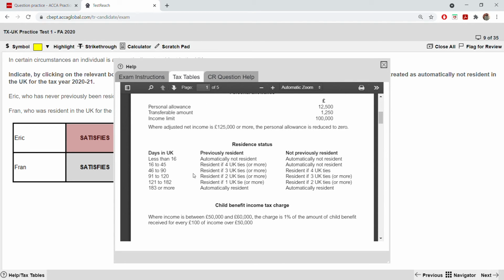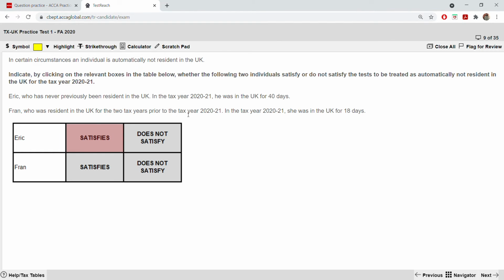Okay. So here, not previously resident. So you can look at this table. He falls in this category, 16 to 45 days, because it is less than 40. So he is automatically not resident. Why? Because not previously resident. So automatically not resident. You can see from here. Even this table you can use if you don't remember the table and all.